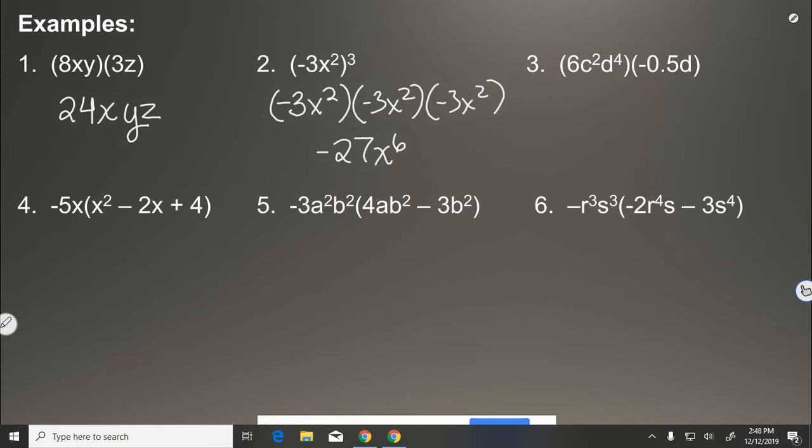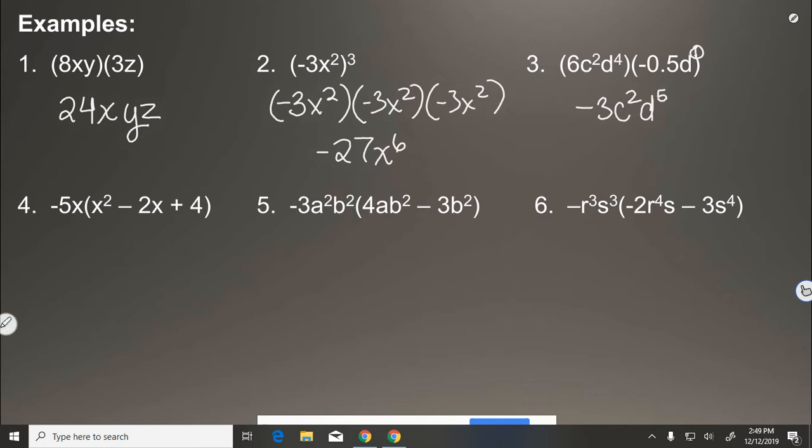Then 6c squared d to the 4th times negative half d is negative 3 because 6 times a half is 3. C squared, there's no other c to multiply by, so it just stays as c squared. And d to the 4th becomes d to the 5th because we have this extra d over here. So it's negative 3c squared d to the 5th.